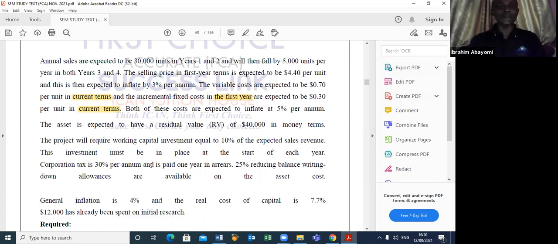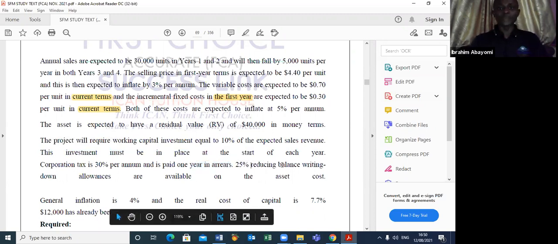Corporation tax is 30% per annum and is paid 1 year in arrears. So we are paying our tax in arrears. 25% reducing balance written down allowances are available on the asset.